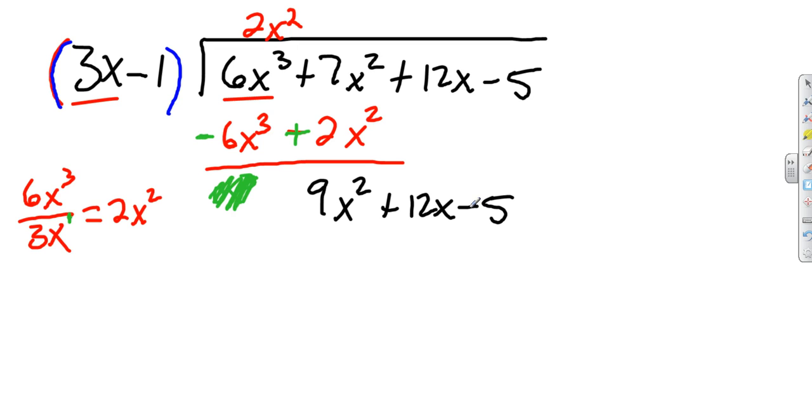Go, question. And once you've brought everything down, you start the problem over. Now you're going to take 3x and divide it into 9x squared, because now you have a new first term. So you do the same thing again.